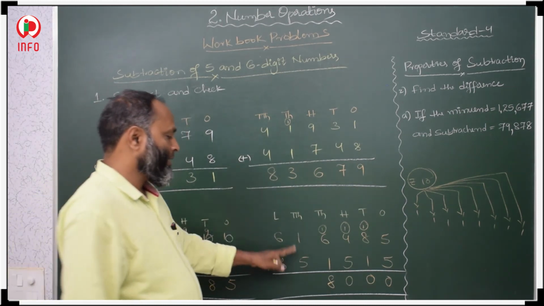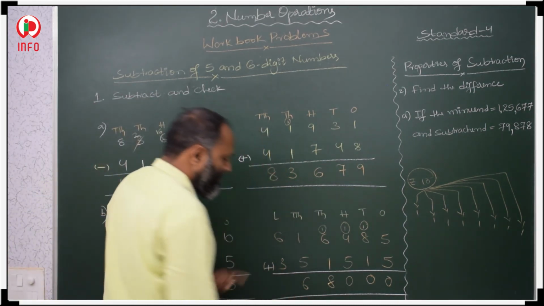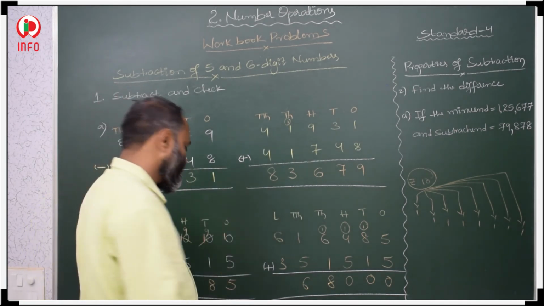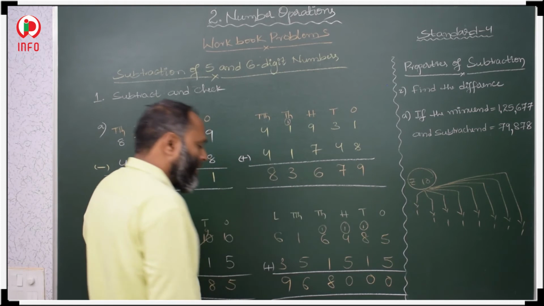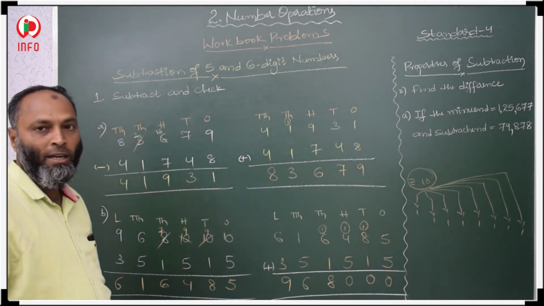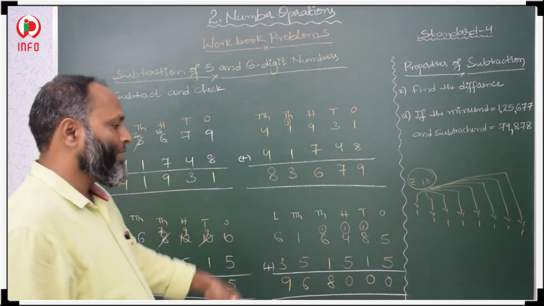Now 5 plus 1, 6. 6 plus 3, 6, 7, 8, 9. You get 9,68,000.